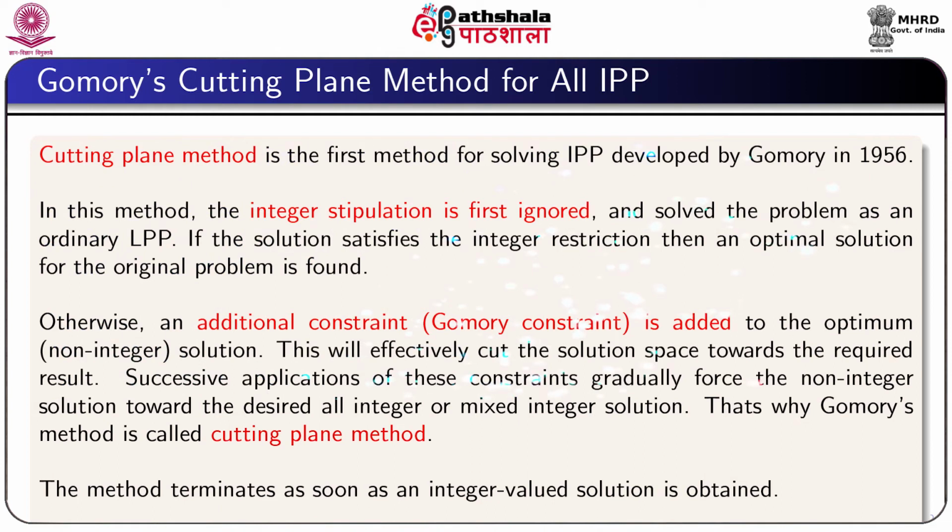This will effectively cut the solution space towards the required result, and successive applications of these constraints gradually force the non-integer solution towards the desired all integer or mixed integer solution. That is why Gomory's method is called cutting plane method, and obviously the method terminates as soon as we get an integer valued solution.